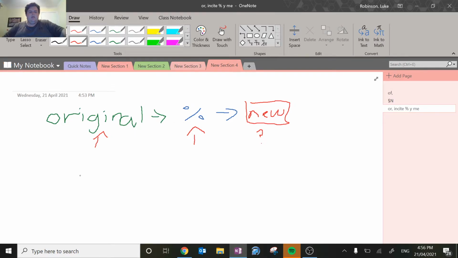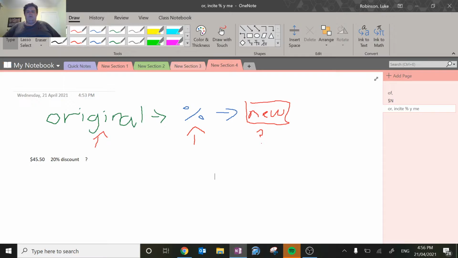Okay. Well, in that case, let me write an example. That's probably the best way to do it. Maybe I'll actually type this in so it's easy to read. Let's say we had $45.50 as the original price, and then they did a 20% discount. What would the new price be? All right, so that's the scenario that we have set up here.